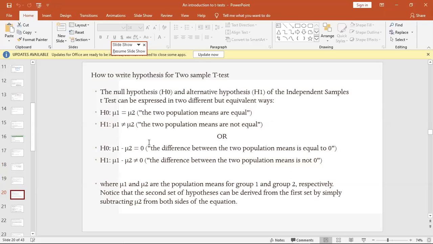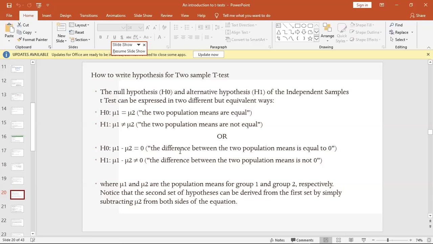This is how you are going to write the hypothesis for this two sample test, right? The null hypothesis and alternative hypothesis of the independent sample t-test can be expressed in two different ways, but both are similar. The null hypothesis can be written this way: the two population means are equal. The opposite of that, the alternative, is that the population means are not equal.